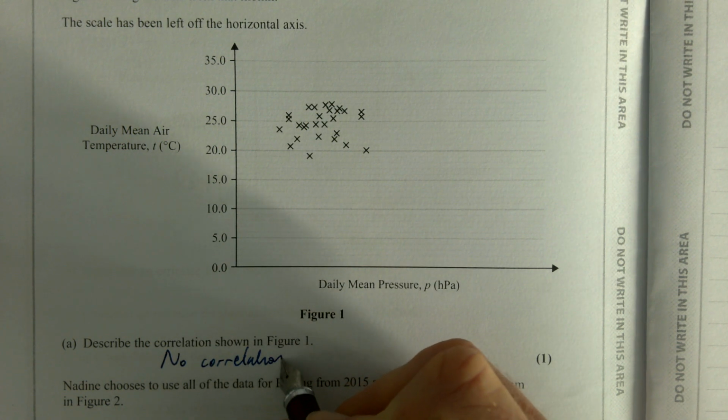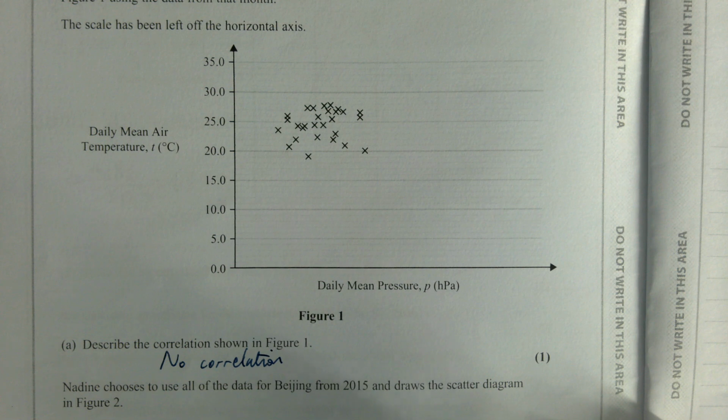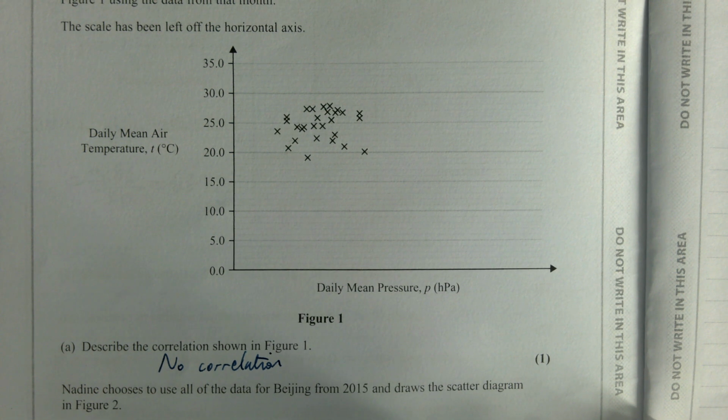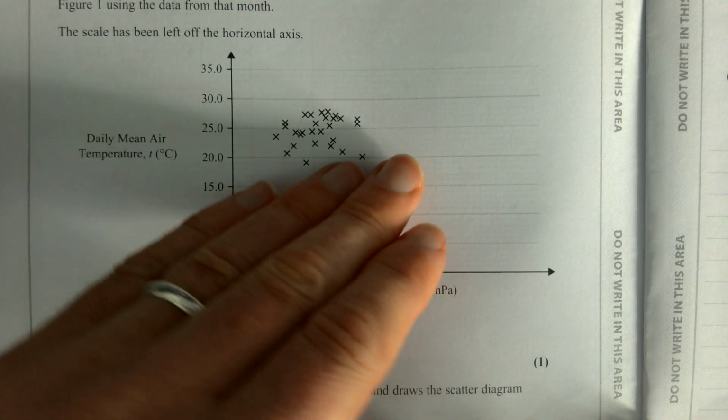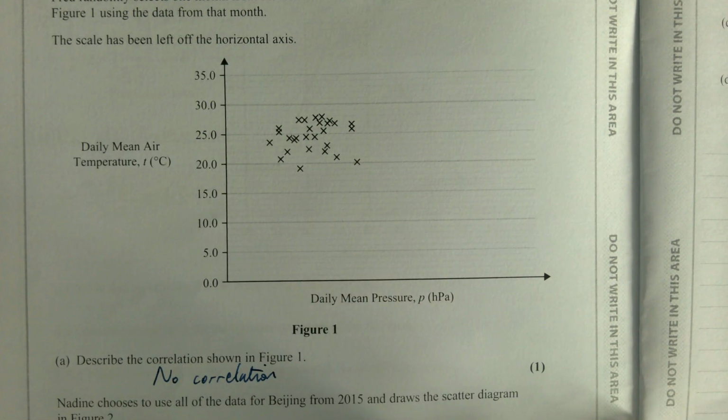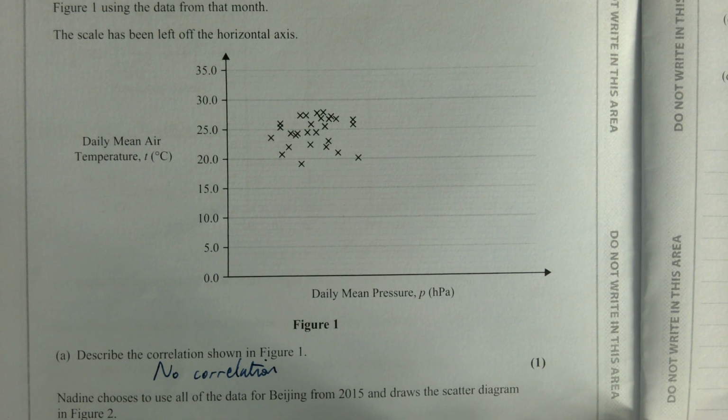But if you've said there's a weak correlation, whether it's positive or negative, they will actually give it to you, because you could sort of argue either way if you were to take one or two values out, but there's basically no correlation there.